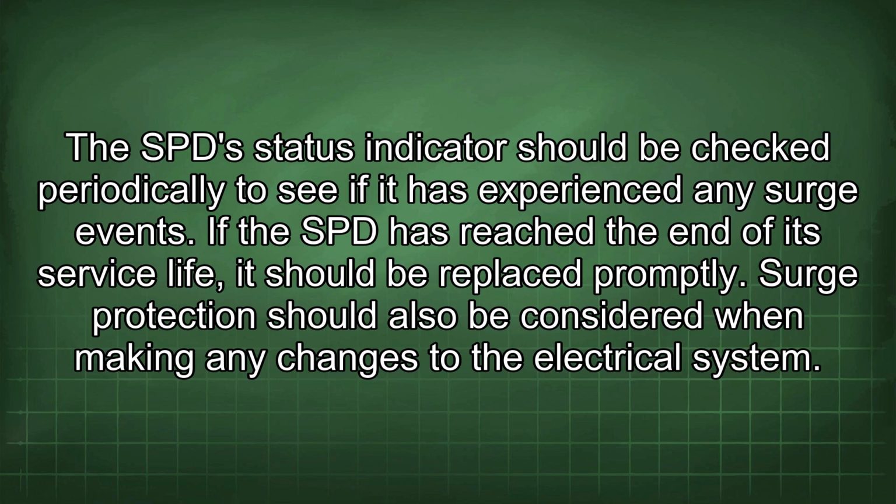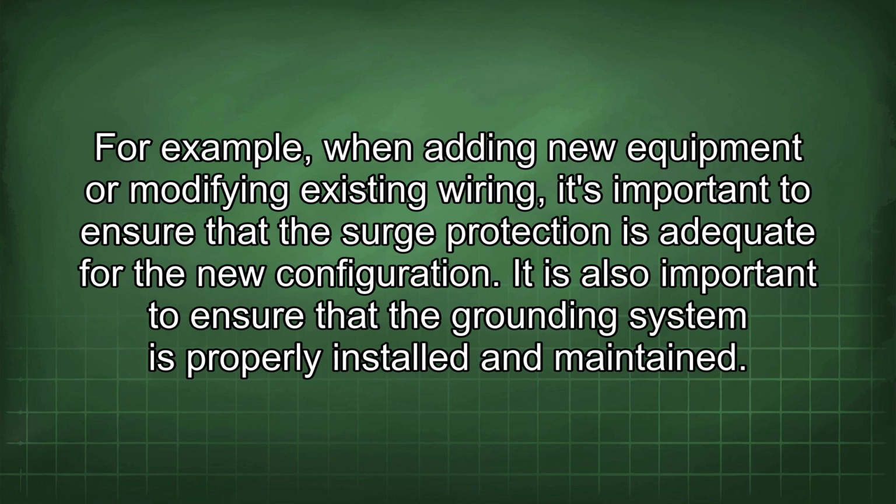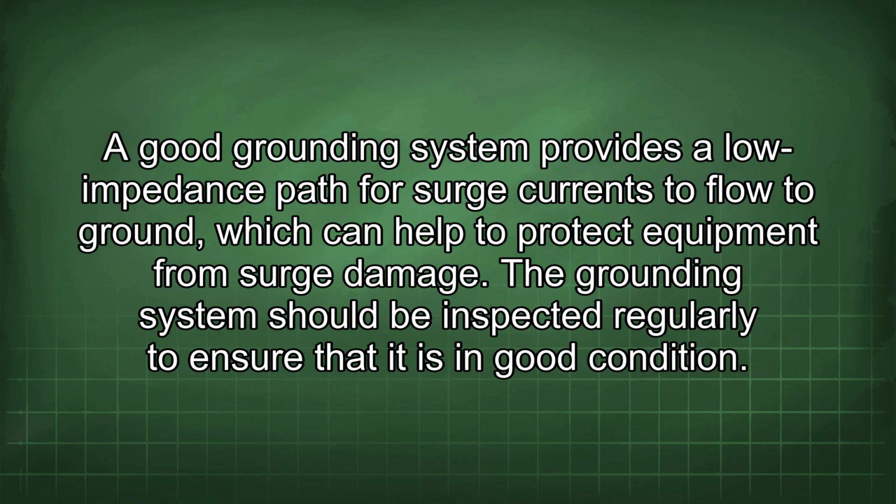Surge protection should also be considered when making any changes to the electrical system. For example, when adding new equipment or modifying existing wiring, it's important to ensure that the surge protection is adequate for the new configuration. It is also important to ensure that the grounding system is properly installed and maintained. A good grounding system provides a low impedance path for surge currents to flow to ground, which can help to protect equipment from surge damage. The grounding system should be inspected regularly to ensure that it is in good condition.